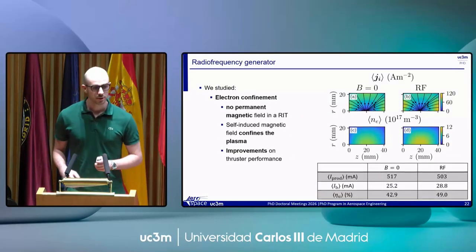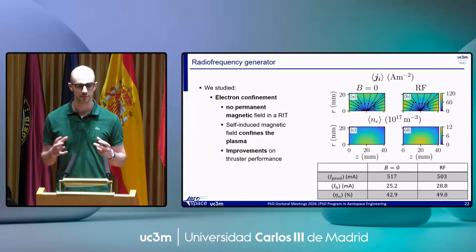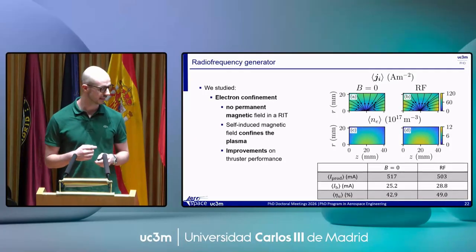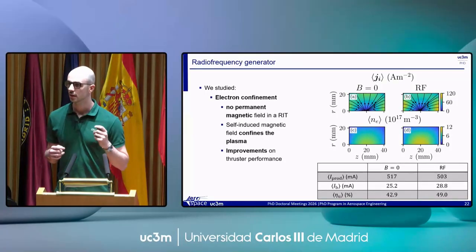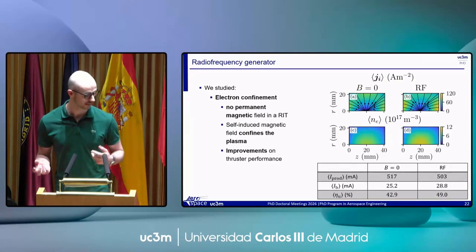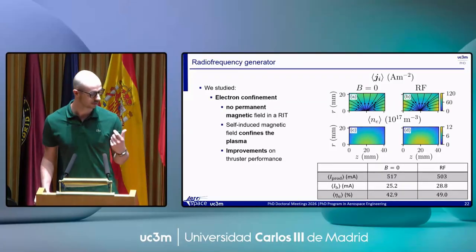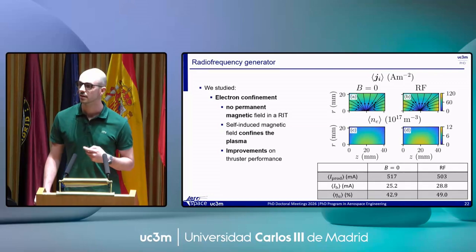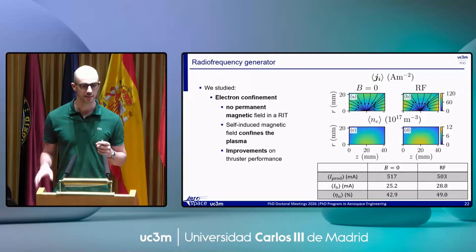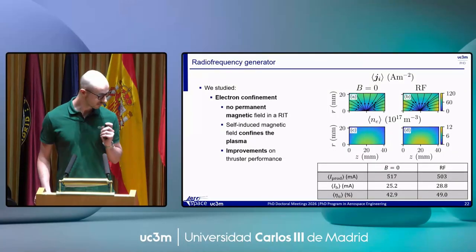One other thing that we discovered is that, well, in a normal configuration, we don't have a permanent magnetic field. But we have seen that this oscillatory magnetic field was able to confine the plasma and to produce an electron confinement effect that also has an improvement in the performance, as you can see here from the utilization efficiency and the beam current. This was something that was commented in some papers, but was not identified as we did.